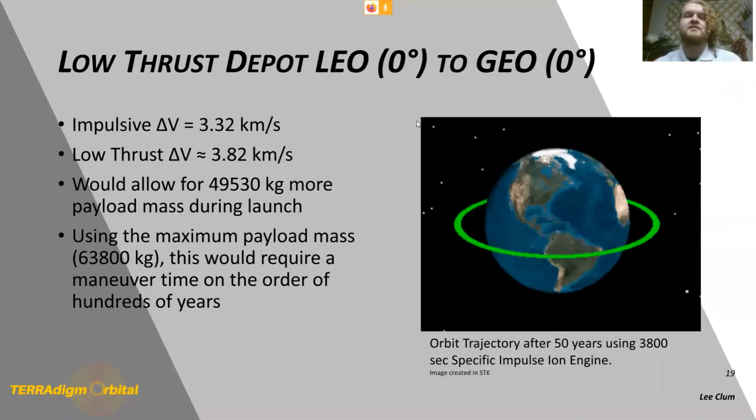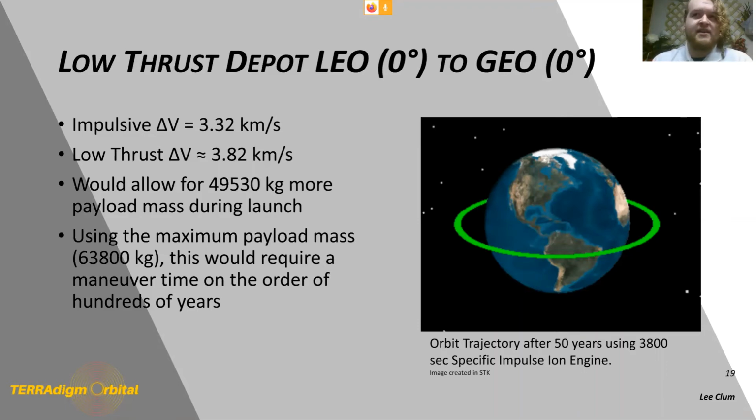I started with an analysis of low Earth orbit to GEO, as this would increase our payload mass by almost 50,000 kilograms. Calculating the delta V required for a Hohmann transfer, as well as an approximate of the low thrust delta V required, I found a difference of only 0.5 kilometers per second, which means that this would be very favorable to us if the maneuver time was reasonable.